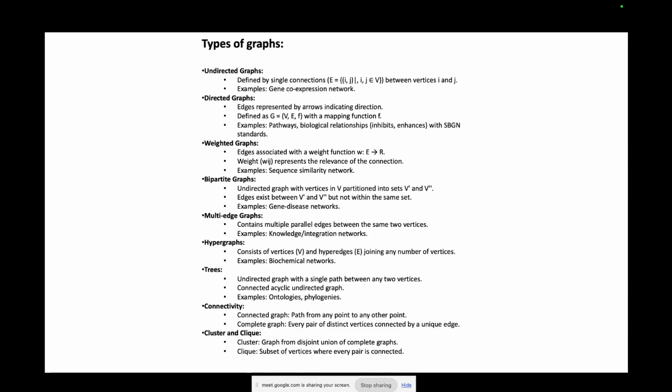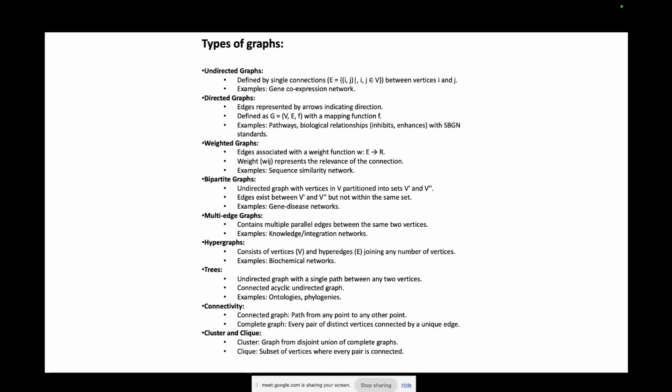An example of an undirected graph would be gene co-expression networks, where different genes are regulated by different transcription factors, and each of these genes regulate each other. Directed graphs would be something like pathway networks or some sort of biological relationship in which there is an element of inhibition and activation involved. On top of that, there can be weighted graphs, where there is some weight carried by these edges, and the weights of these edges will denote the strength of the relationship between these two nodes.